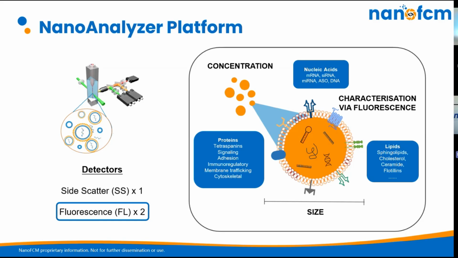We can also look at cargo loading. This is commonly nucleic acids for things like lipid nanoparticles, or even loaded proteins in the case of EVs. We can also look at lipids themselves. So we can selectively distinguish the lipid or the lipidic membrane content of your samples.